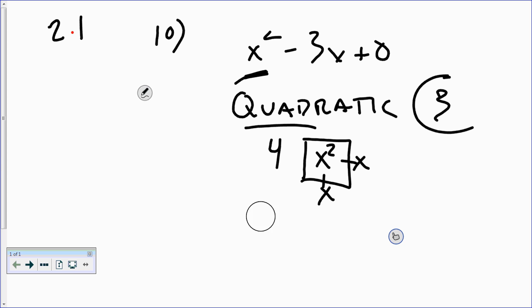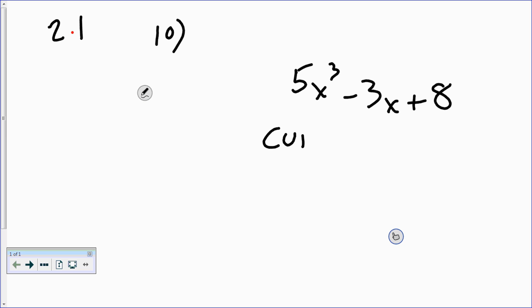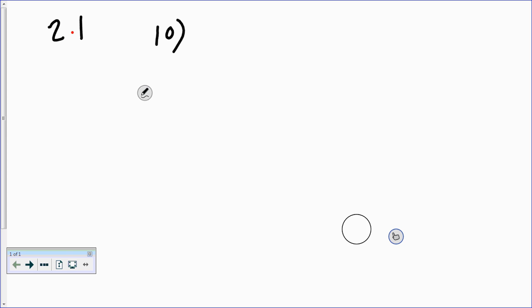The other answer they gave you that might confuse you was number 2. This is 5x to the third minus 3x plus 8. No, this is cubic. For the same reason, this is x cubed. Again, think about the volume of a cube, right? Length times width times height. But in fact, it's actually the same number. The length is x, the width is x, the height is x. So again, this would be a cubic. That's the highest level you're really going to see in Algebra 1 as far as things you're going to work with. All right, good?